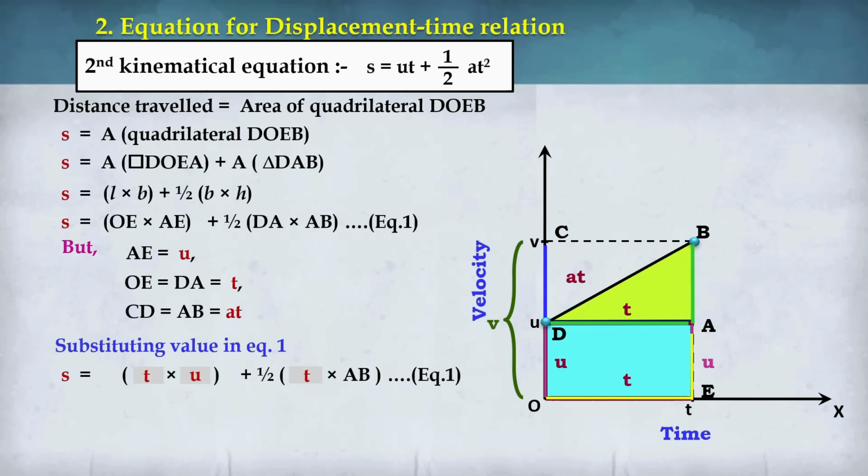So the area of the triangle becomes half multiplied by t multiplied by a multiplied by t. This simplifies to half multiplied by acceleration multiplied by time squared. Finally, add the areas of the rectangle and the triangle. So the displacement becomes initial velocity multiplied by time plus half multiplied by acceleration multiplied by time squared. Thus, we obtain the second equation of motion. Displacement equals initial velocity multiplied by time plus half multiplied by acceleration multiplied by time squared.